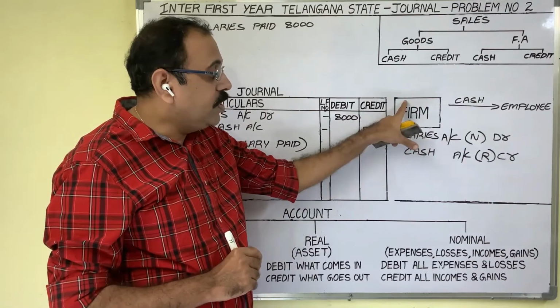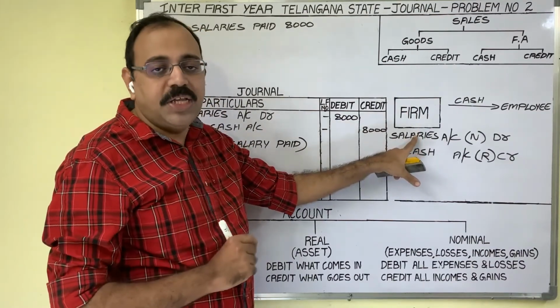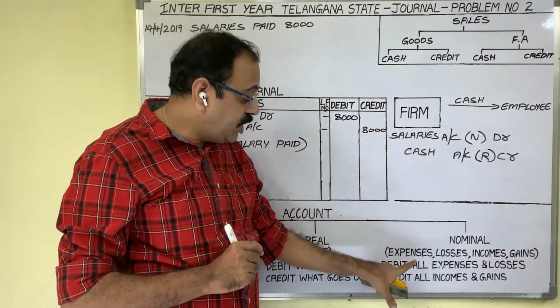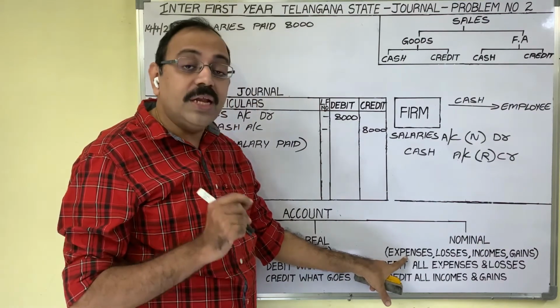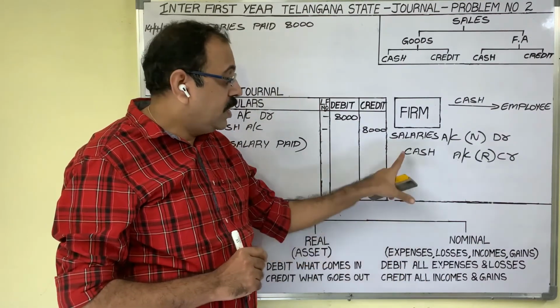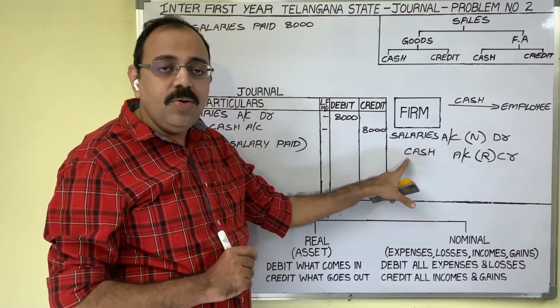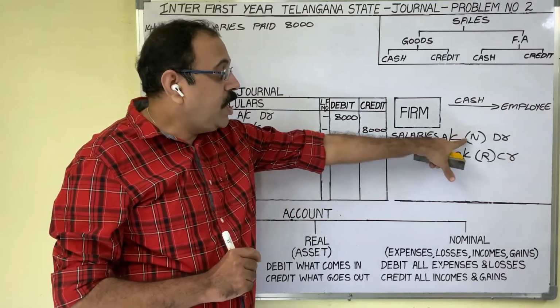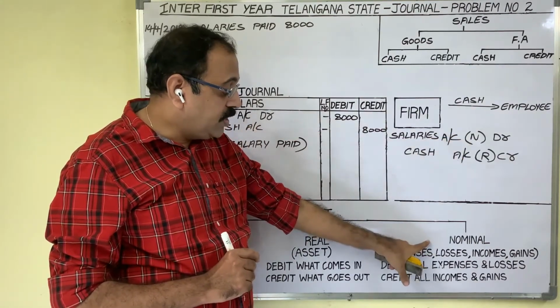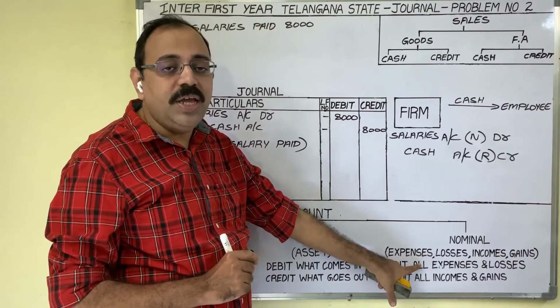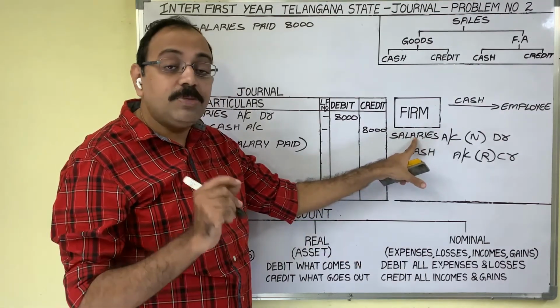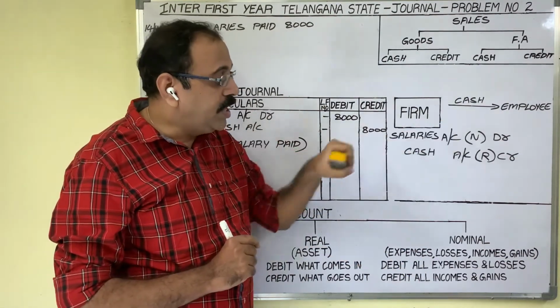Salary. To the firm, salary is an expenditure. With expenditure, when we open any account, it is a nominal account. Cash is an asset, a real account. Nominal account rule: debit all expenses and losses, credit all incomes and gains. Salary is an expenditure to the firm now, debit it.